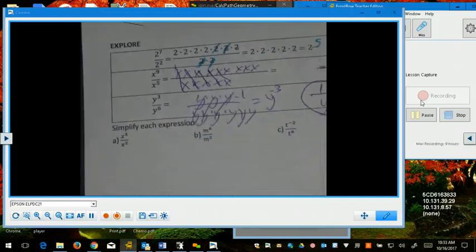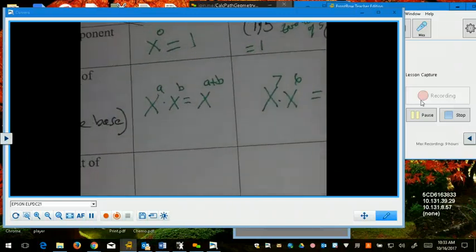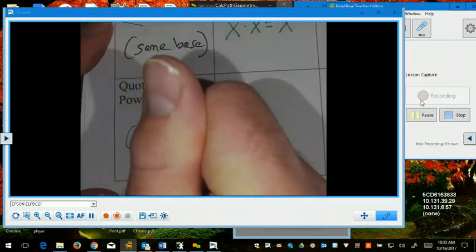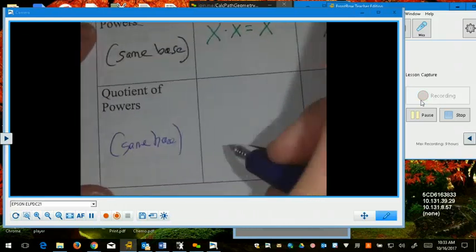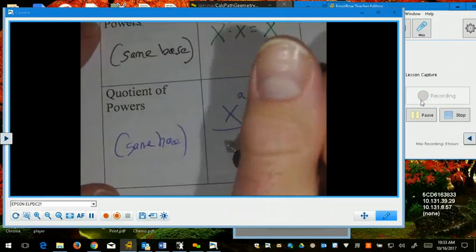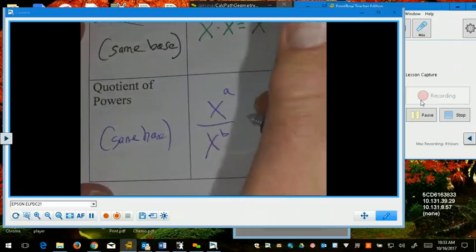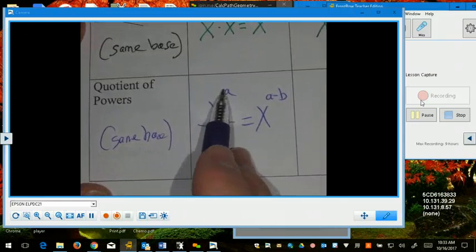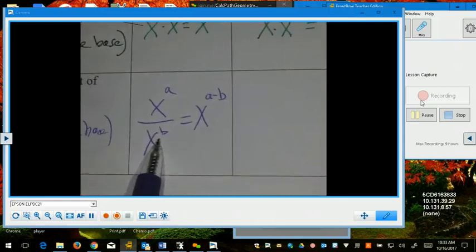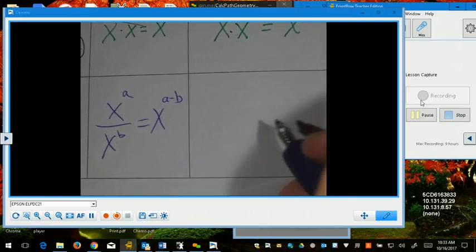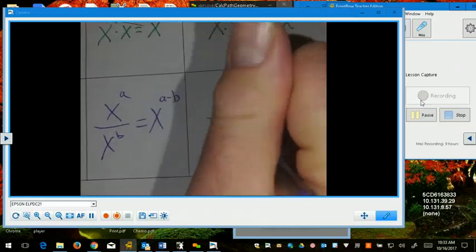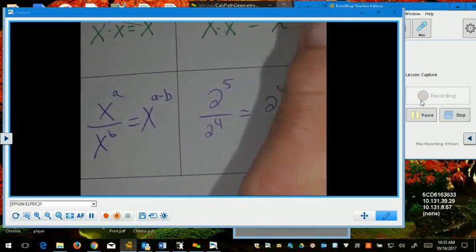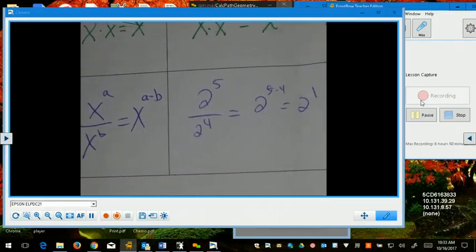So in terms of our rules, if we go back to our rule sheet, our foldable, the quotient of powers, again, they have to have the same base. X to the a over x to the b equals x to the a minus b. Take the numerator's exponent, subtract the denominator's exponent. 2 to the 5th over 2 to the 4th is 2 to the 5 minus 4, which is 2 to the 1st.